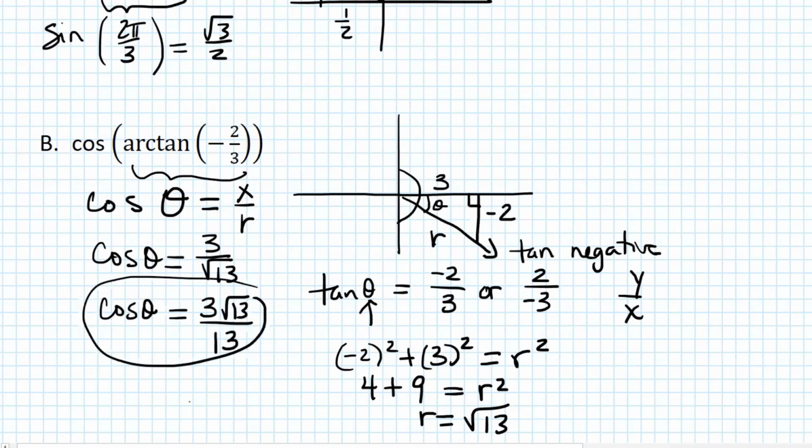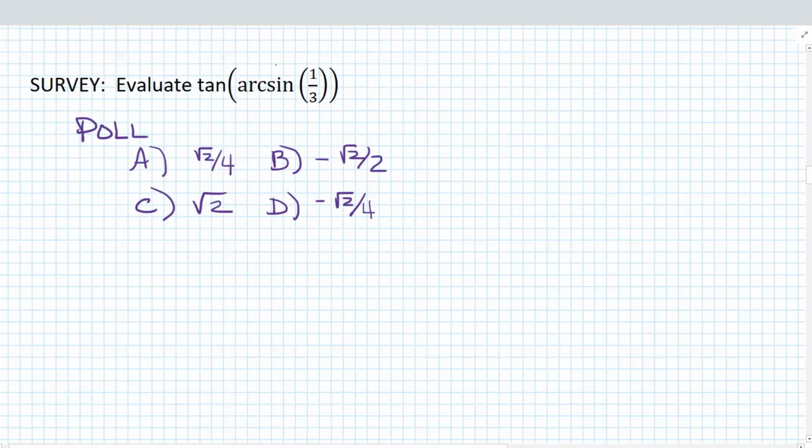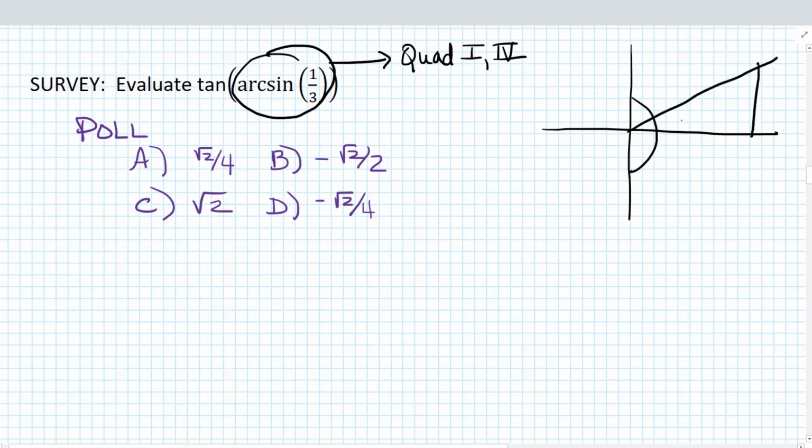So when they give you something that is not a special angle, that is how you can approach the problem. Let's do one more. First of all, focus in on the inner part. We're looking at an arcsin. Arcsin means which quadrants? Quadrants 1 and 4. So when we're thinking about this, we need to focus on either quadrant 1 or quadrant 4. Quadrant 1 if it's positive, quadrant 4 if it's negative. It's quadrant 1 because it's a positive 1/3. So we're talking about some angle theta so that the sine of theta equals 1/3.